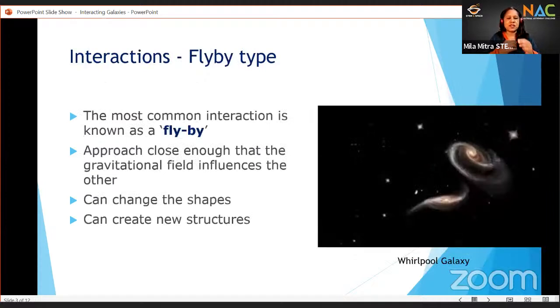Okay, so interactions are of two or three types. The most common one is called flyby. And you yourself know the word flyby. It means it's just going fast. So galaxies interact because of their gravitational fields. The gravitational field of one influences the other one. It might pull it a lot or a little bit. So this kind of interaction, which is flyby, is where the approach is just close enough that the gravitational fields influence the other. So what can happen? The shapes can change, new structures may form. Okay, so you have a picture here of the Whirlpool galaxy, and you can see it shows some signs of interaction.